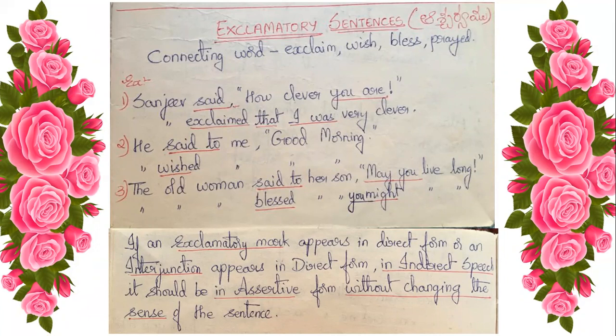In the place of said, because how will you recognize the exclamatory sentence? The Hindi full stop and the English full stop will be there. See how clever you are. A long line with a short dot is the exclamatory mark. Seeing that, we have to use the word exclaimed. Sanjeev exclaimed, and in the place of the comma, the connecting word is that. I was very clever. You are will become I was very clever.